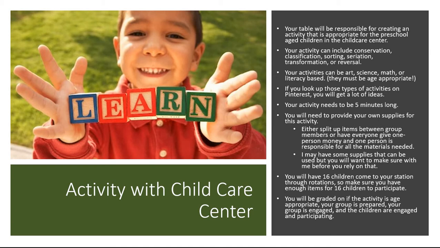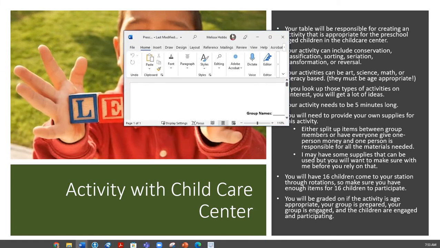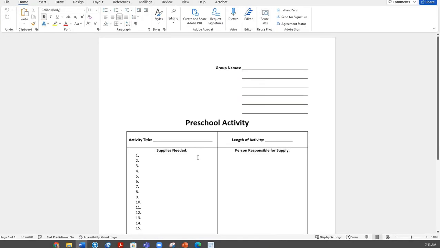So what you're going to do is I have a form you're going to fill out, and I'm going to drag it over into this screen. Okay. So here is the preschool activity sheet that I have already printed out for you, and you will come and grab one at the front of the room, and you will put all of your group names right here. So everyone who's sitting at your table, you will write their first and last name all right here, okay, on these lines.